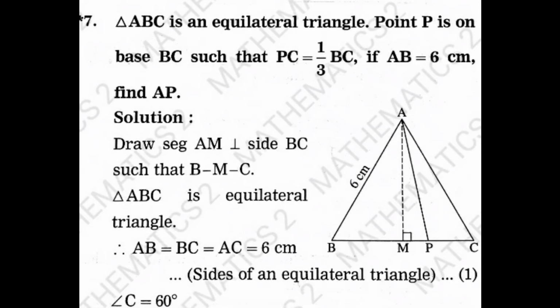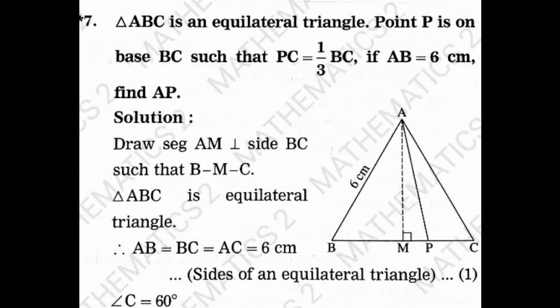Question number 7. Triangle ABC is an equilateral triangle. Point P is on base BC such that PC is equal to 1/3 of BC. If AB is equal to 6 centimeter, find AP. Here triangle ABC is an equilateral triangle. AM is perpendicular, that is, the altitude drawn on the base BC. So AB is equal to BC is equal to AC, that is 6 centimeter, sides of an equilateral triangle. Angle C is 60 degree, angle of an equilateral triangle.